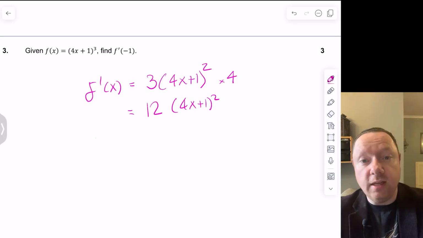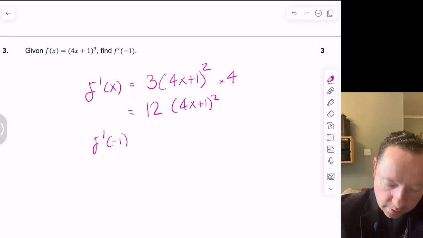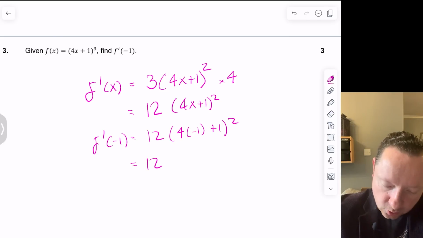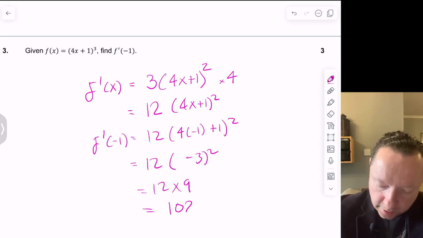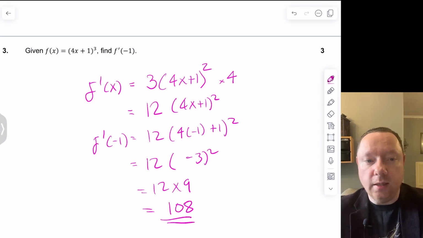And now it says f dash of minus 1, so I put in minus 1. So minus 1 for x gives me 12 times (4 times minus 1 plus 1) all squared. That's 12 times (minus 4 plus 1 is minus 3) squared. That's 12 times 9. Well, 9 2s is 18. 9 1s is 9. Plus 1 is 10. That's 108. And we're done there.